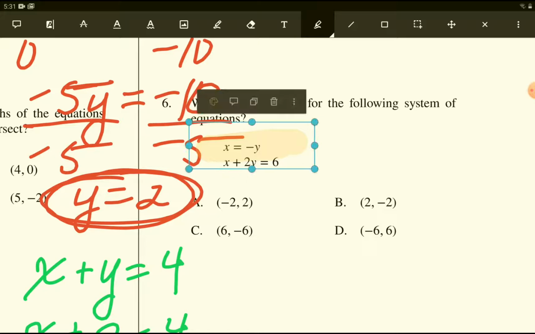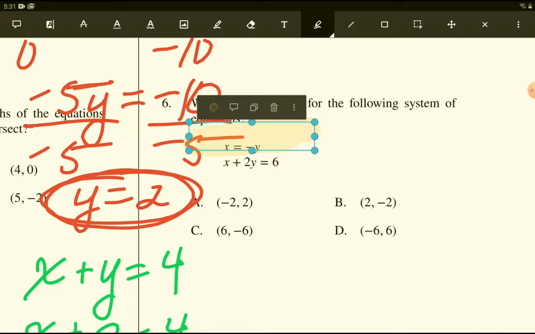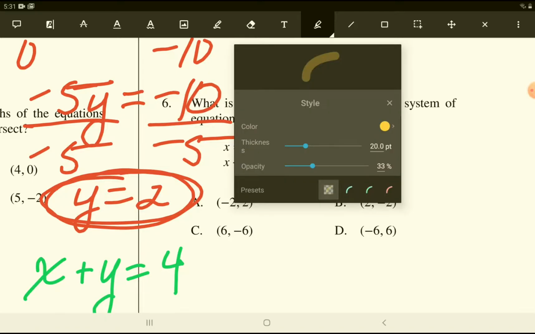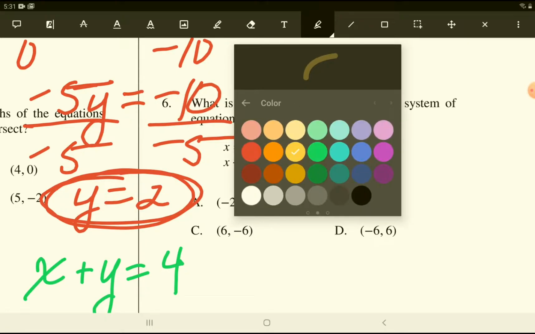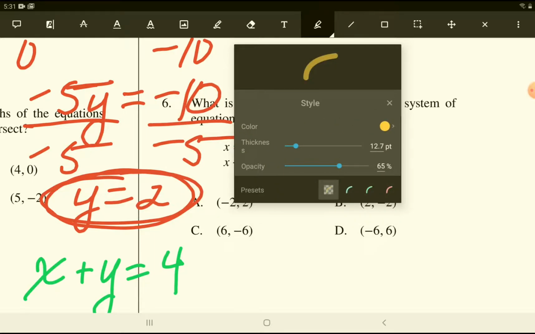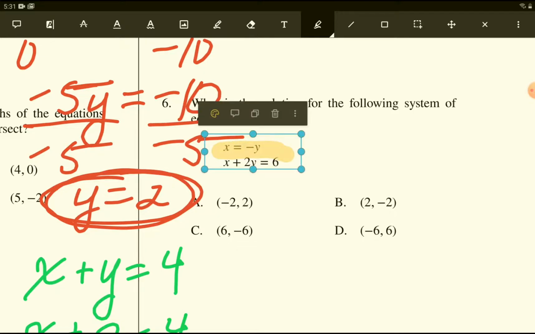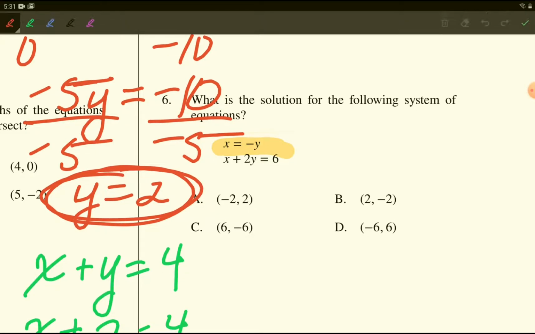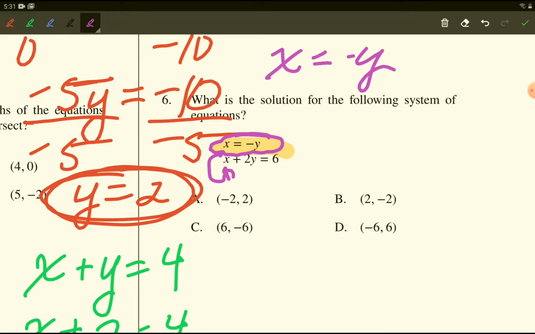Look, there. Oh my God, are you serious? Okay. They isolated x. They said x is actually negative y. So I'm going to use this. I'm going to plug it into wherever you see x. Okay. So they said x is negative y.